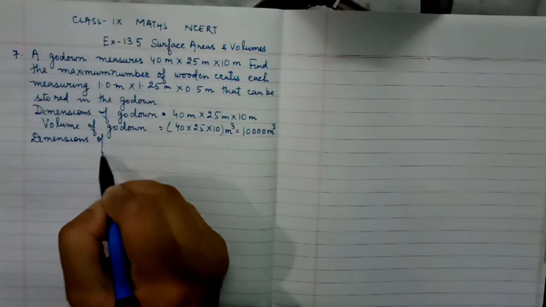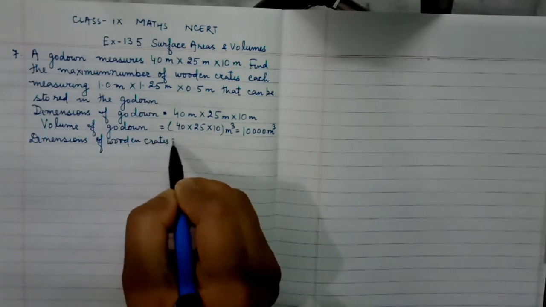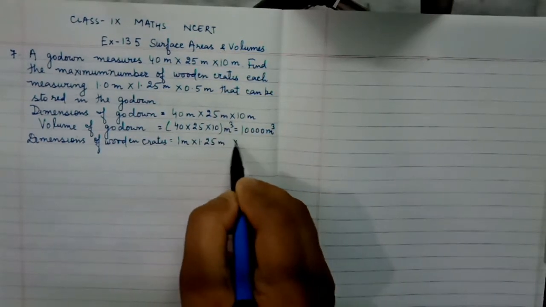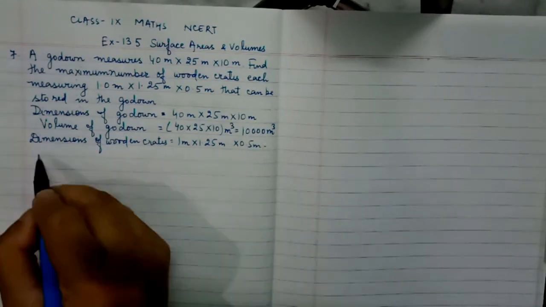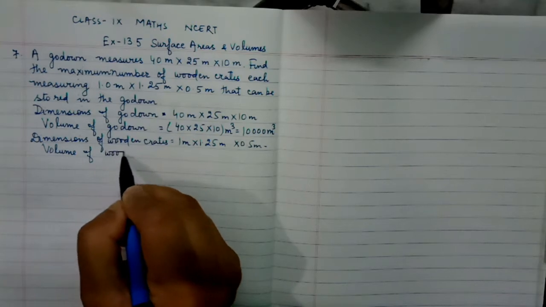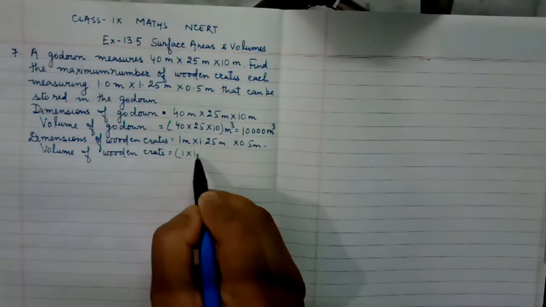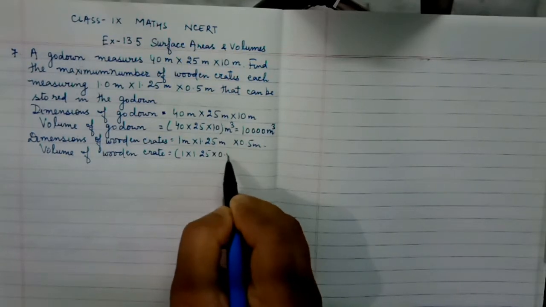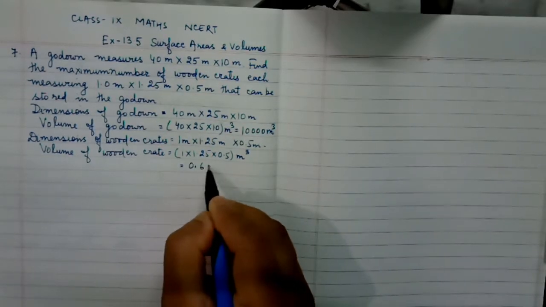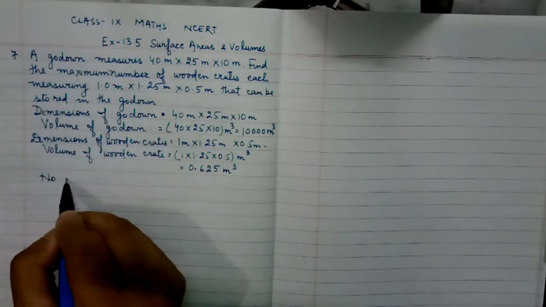Okay, now dimensions of wooden crate is equal to 1 meter into 1.25 meter into 0.5 meter. The volume of wooden crate is equal to 1 into 1.25 into 0.5 meter cube, which is equal to 0.625 meter cube.